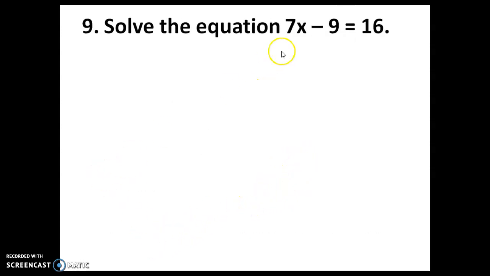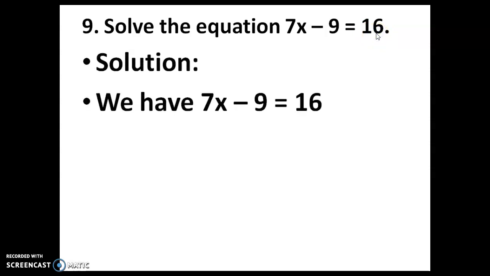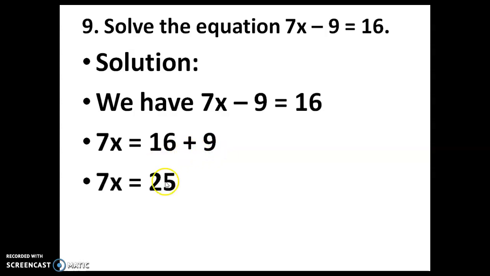Next problem. Solve the equation 7x minus 9 equal to 16. So let's start. This is the given equation. First we have to take this minus 9 to the other side of equal to. First we are going to do that step. When it goes there, what will happen? It will go as plus 9. So 16 plus 9. Then after that, 7x is equal to 25.